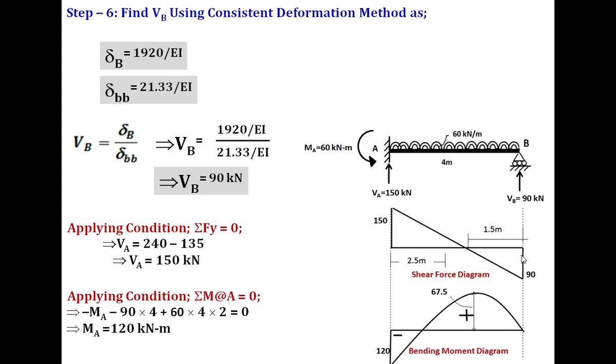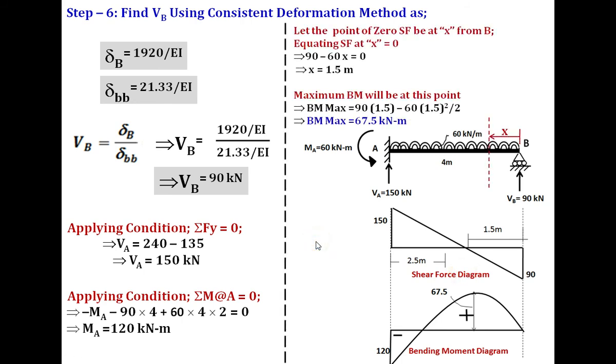And the bending moment diagram: at this roller support the moment is 0, at this point it is minus 120, and because the shear force diagram is a first degree curve, the bending moment diagram will be a parabola with the maximum ordinate at this point.